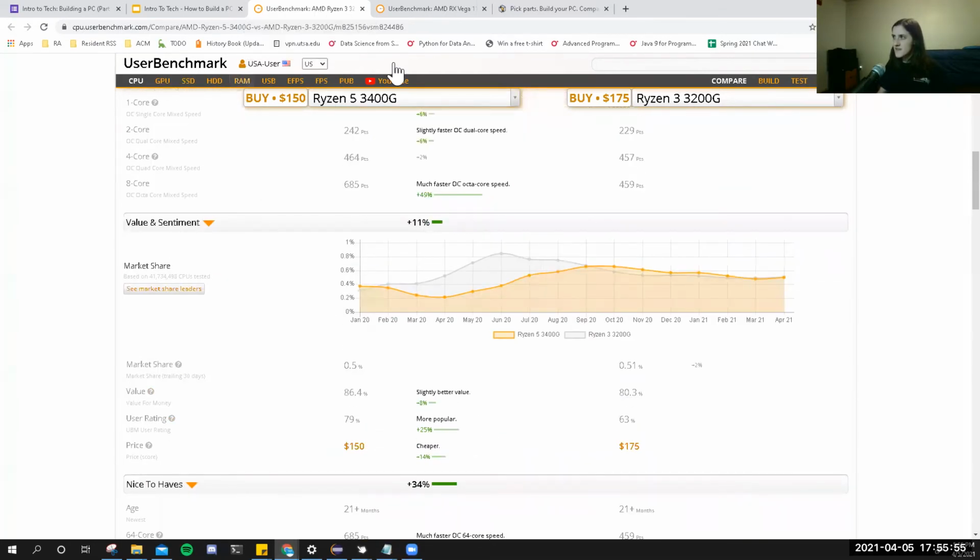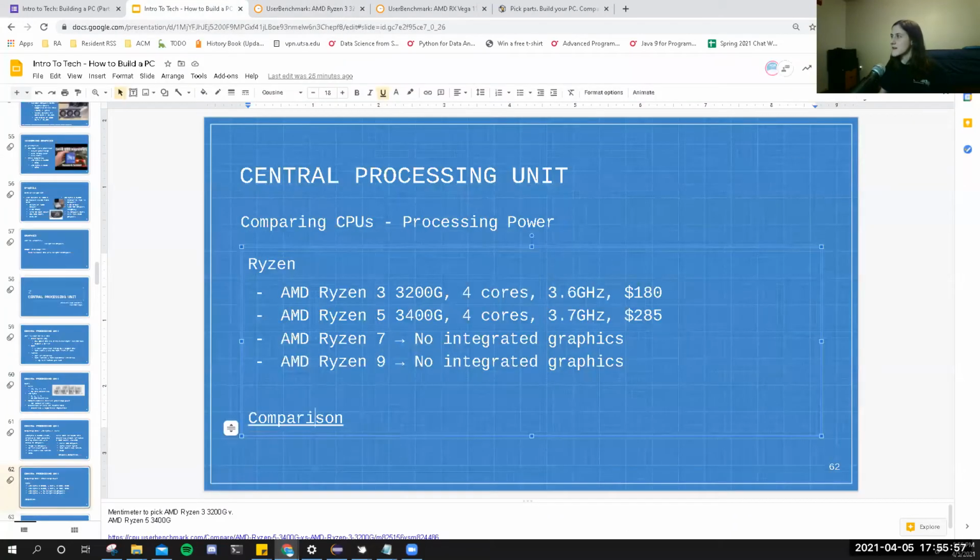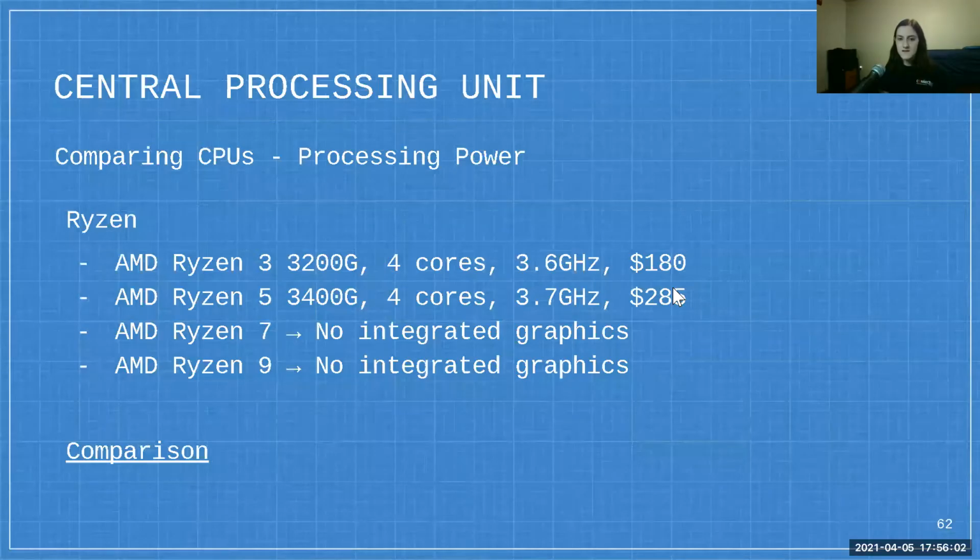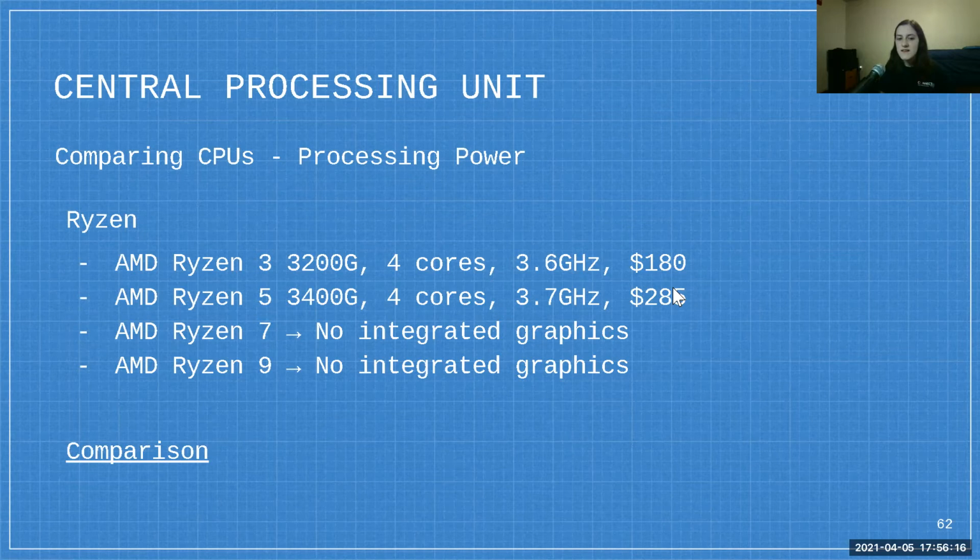So I want you to keep in mind that we have a $700 budget. We didn't spend anything on a graphics card because we're buying integrated graphics. So what do you all think? Do we spend like $280 on Ryzen 5, or do we go $180 for the Ryzen 3? So everybody go ahead and type that into the chat. And then I'll give you a couple more seconds.